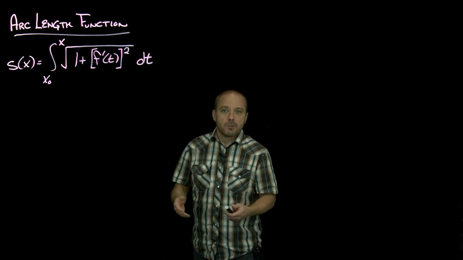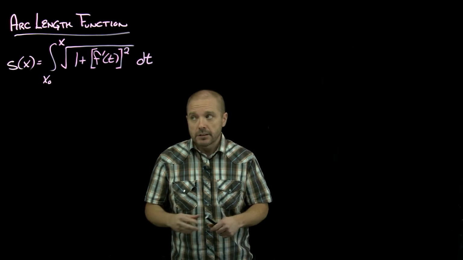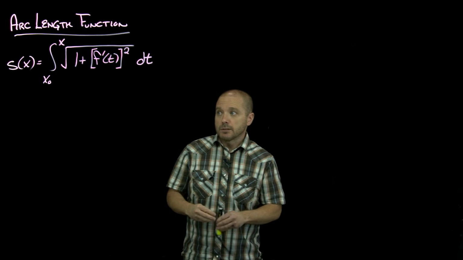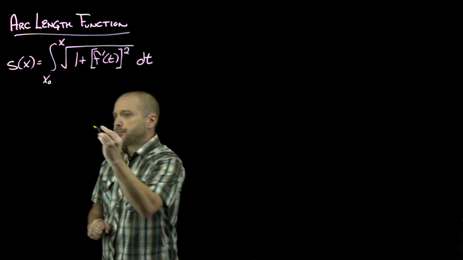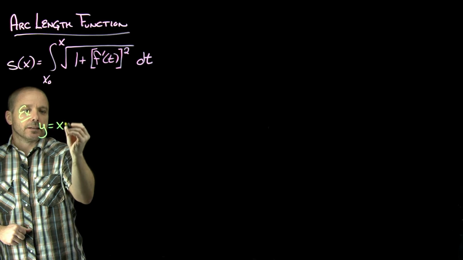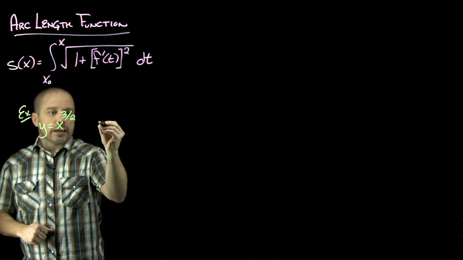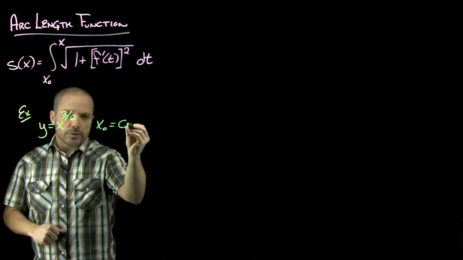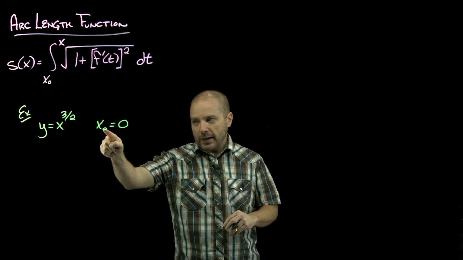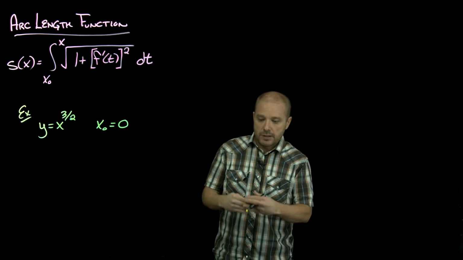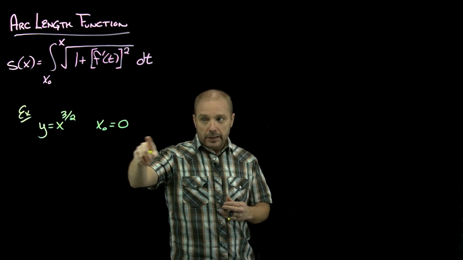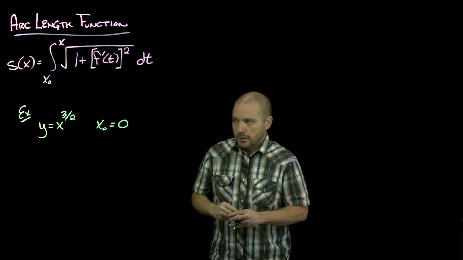So let's do an example of creating an arc length function for a given curve. And for our example, let's just use the same function we used previously. So for example, let's use our y equals x to the 3/2. And let's start out at x equals 0. So this x naught, or x sub 0, is just your starting point. You have to have some fixed starting point. But notice, unlike our example of arc length, we're not specifying an ending point.